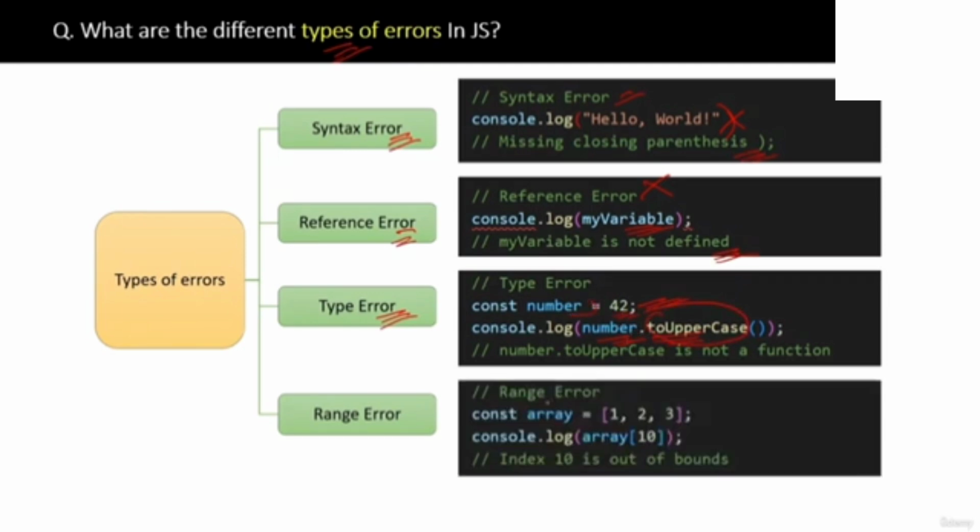Then the fourth type of error is a range error. Here we have 3 elements in an array, but we are trying to get the element that has the index 10, which is not there. So we will get the error what? Index 10 is out of bounds. This is called the range error. Great. Now you know some basic types of errors in JavaScript.